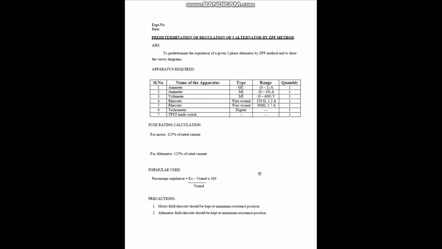So for the short circuit test, we note the field winding ammeter reading, then the armature winding ammeter reading. Then for the zero power factor test, the field current will be taken from the field winding of the alternator by using the ammeter. Then the armature current will be noted by this ammeter.